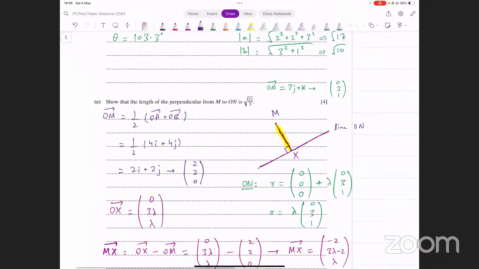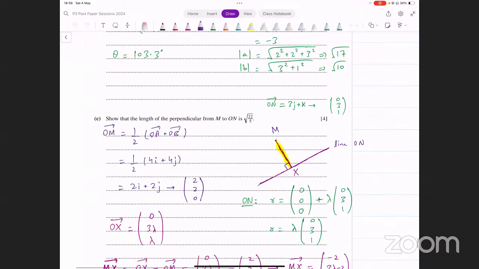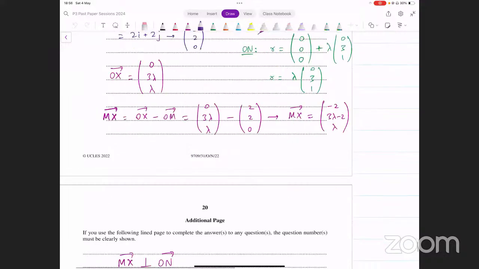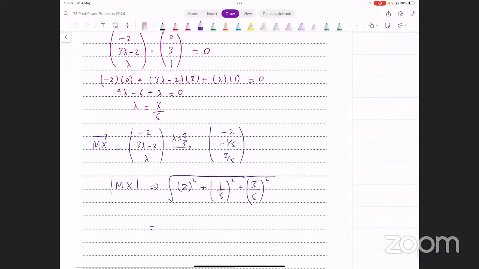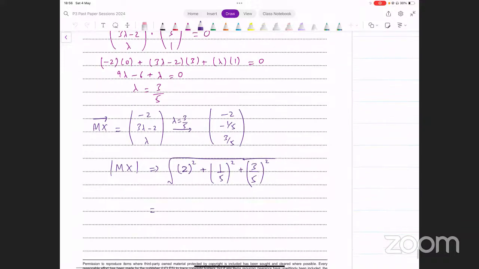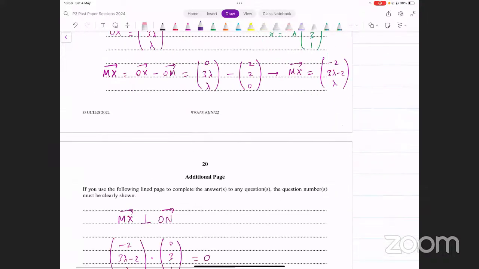Now, do they want an exact answer? Okay, so they want you to show that it's under root 22 over 5. Let's simplify this. 2 squared, that's 4 plus 1 over 25 plus 9 over 25, and that is 22 over 5. Inside the square root, you get 22 over 5. And that is what they wanted you to prove.